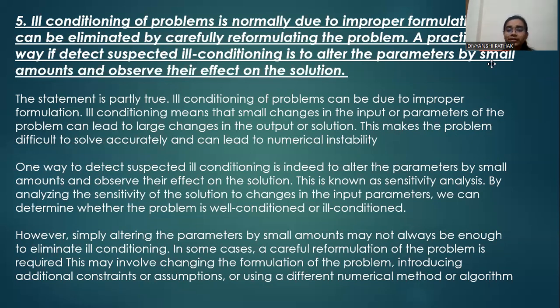So this statement is partly true. Ill conditioning of problem can be due to improper formulation. Ill conditioning means that small changes in the input or parameter of problem can lead to large changes in the output or solution.